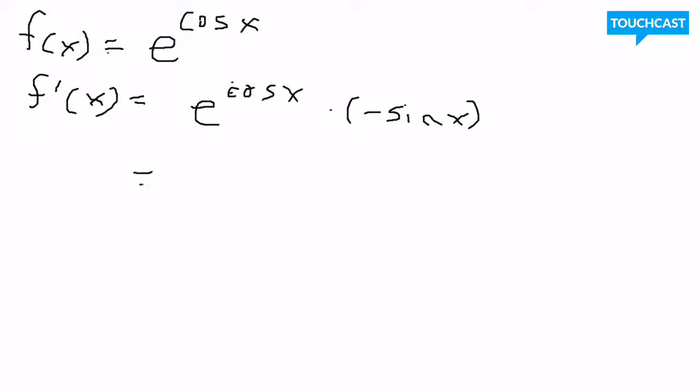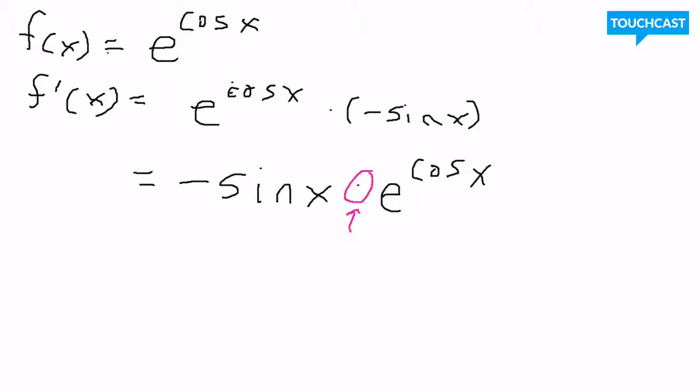You might rewrite this, but this is not a big deal. So you might say negative sine of x times e to the cosine of x. And just notice that the result of taking the derivative by a chain rule is always a product. This is the derivative of the outside with the inside the same times the derivative of the inside. So we're always going to have this multiplication here.